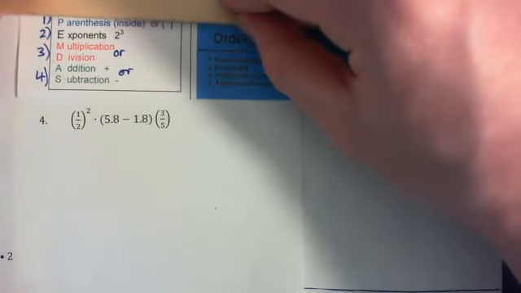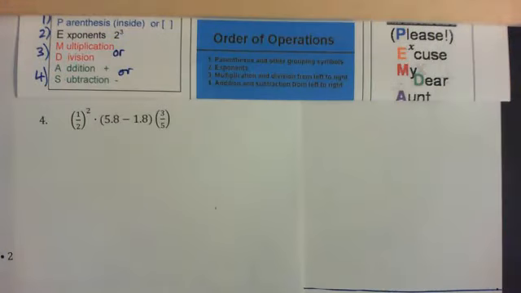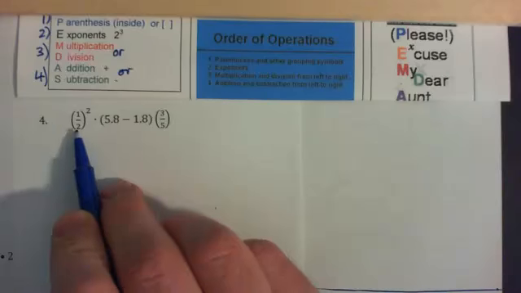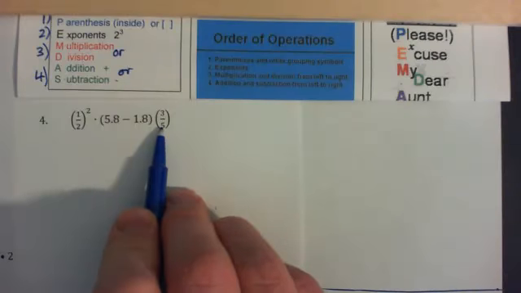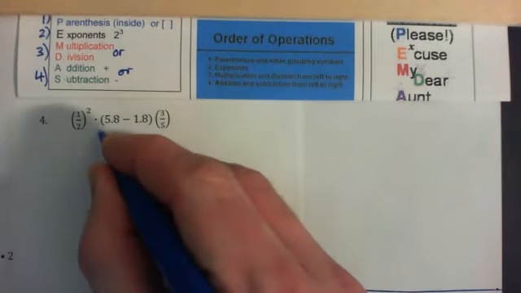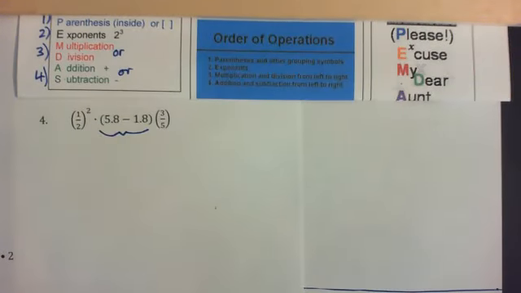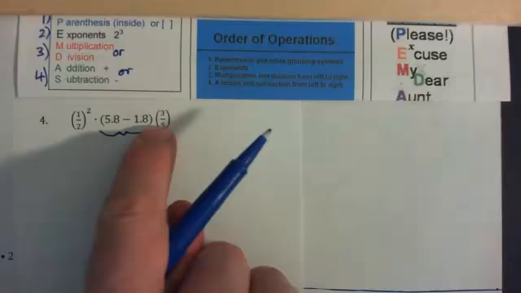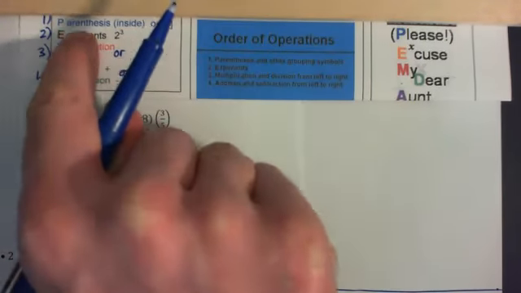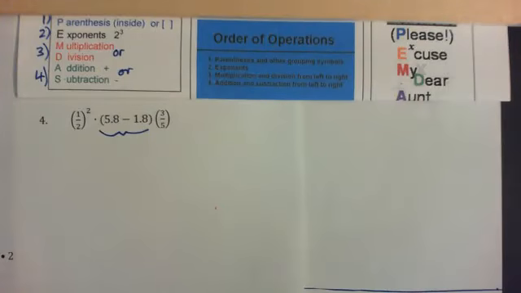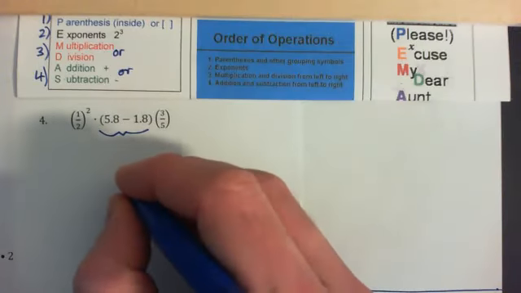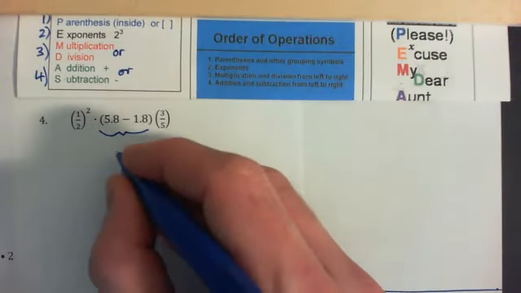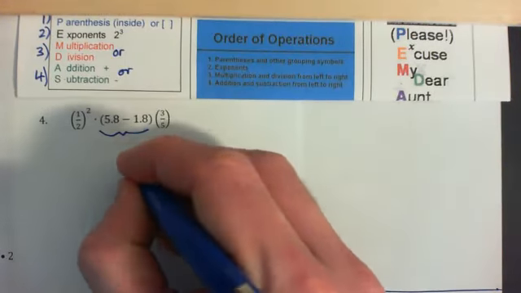Okay, so we're going to start with all the parentheses. We do anything that has to be done inside of a parenthesis. For example, the 1/2 is inside the parenthesis, but there's nothing to be done inside there. The 3/5, there's nothing to be done. But this one, we have something to be done here: 5.8 minus 1.8. So that's what we need to do first. Okay, so go ahead and calculate this. 5.8 minus 1.8 is, did you get that? 4.0 or 4, right?